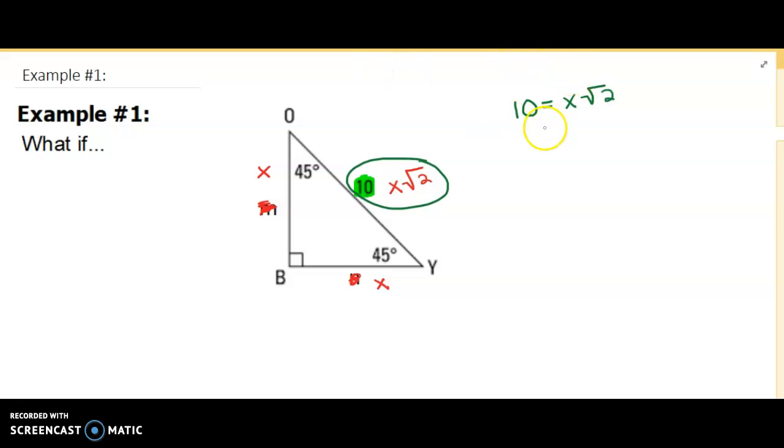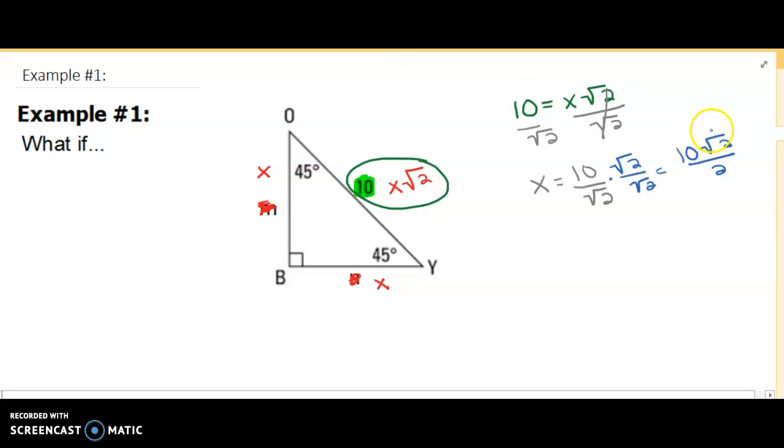Okay, now it's back to our warm-up problem. So just divide both sides by square root of 2. Those go away, and I'm left with x equals 10 over square root of 2. I need to rationalize this, so multiply by square root of 2 over square root of 2. I get 10 square root of 2 over 2. One last thing, 10 over 2 simplifies to 5 over 1. So this is just 5 square root of 2 equals x. Okay, so x equals 5 square root of 2.